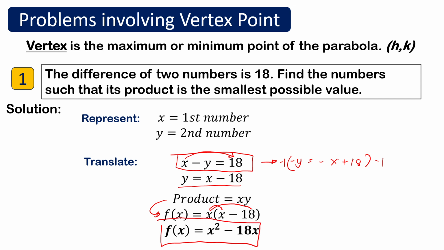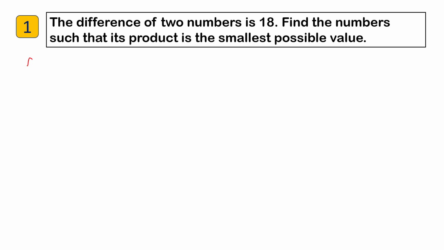Next, we need to solve for x. In order to do that, we can use the formula for getting the value of h, since h is equal to x. From the function, f of x is equal to x squared minus 18x. Let's identify the a, b, and c values. a is equal to 1, b is negative 18, and c is 0. The formula for getting the h value is negative b over 2a.